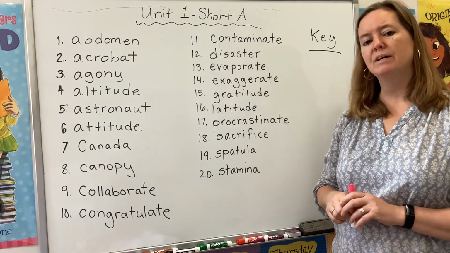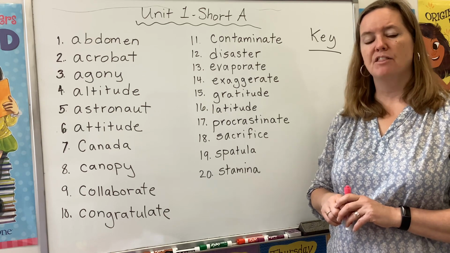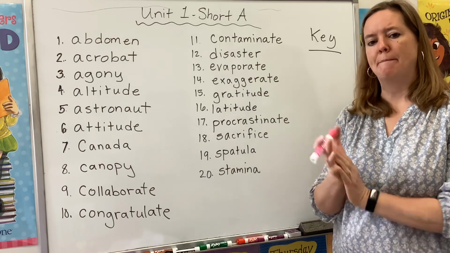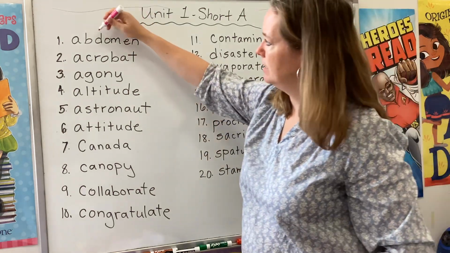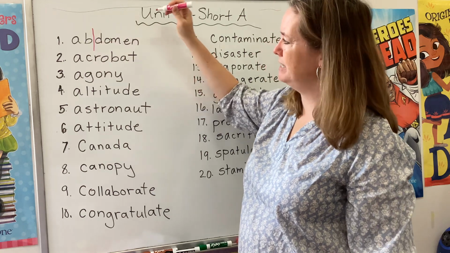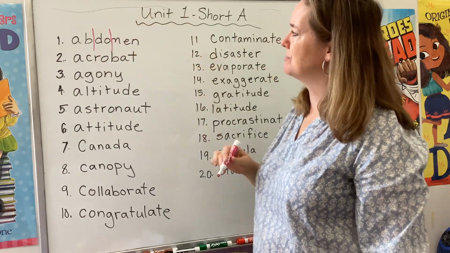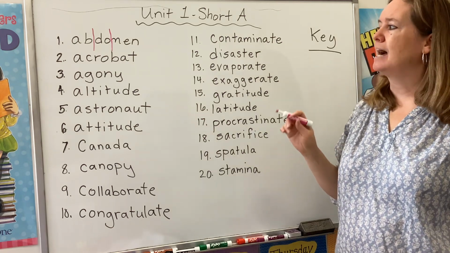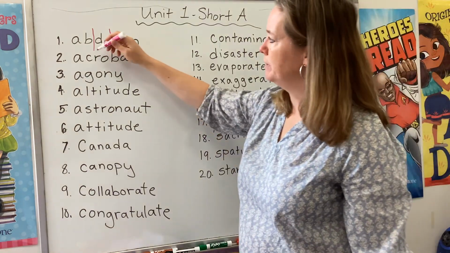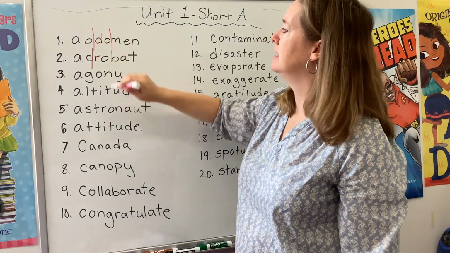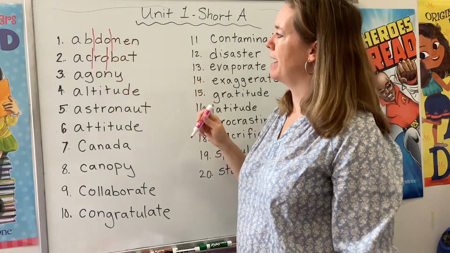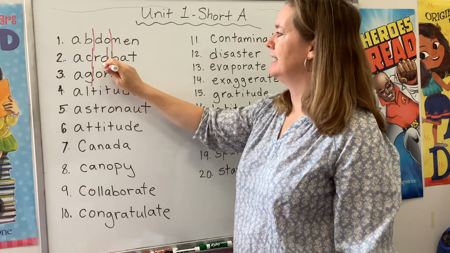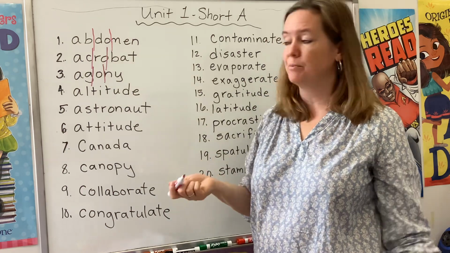And we're going to take the word abdomen and break it into 3 syllables. Let's clap them out. Abdomen. Let's slice our word after the B and after the O. Abdomen. Okay? Acrobat. We can slice it after the C and after the O. Acrobat. Agony, after the G and after the O. Notice we have 3 syllable words here.